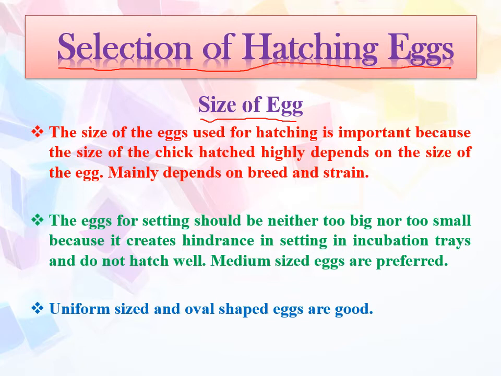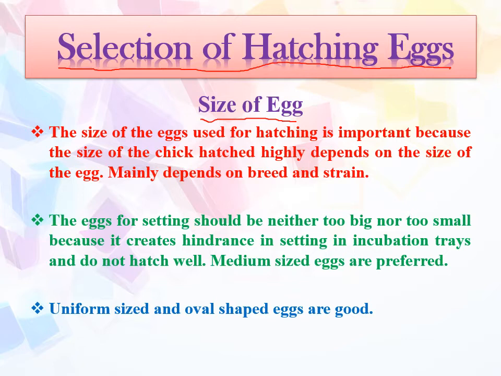So this is the reason normally medium size oval shaped eggs are used. Why? Because very large or very small chicks will not have better production for either broiler or layer purpose. So the eggs for setting should be neither too big nor too small because it creates hindrance in setting in the incubation tray and they do not hatch well. Medium size eggs are preferred.